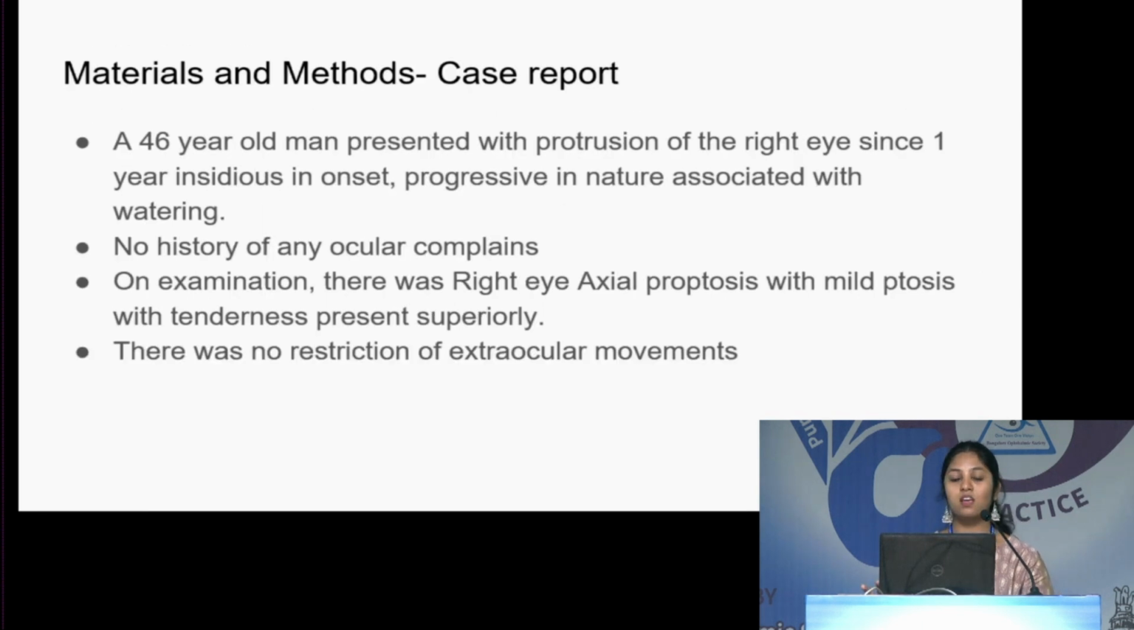Materials, case report: a 40-year-old man presented with protrusion of the right eye since 1 year, insidious onset, progressive in nature, associated with watering. No history of any other ocular complaints. On examination, there was right eye axial proptosis with mild ptosis, with tenderness present superiorly, and there was no restriction of extraocular movements.